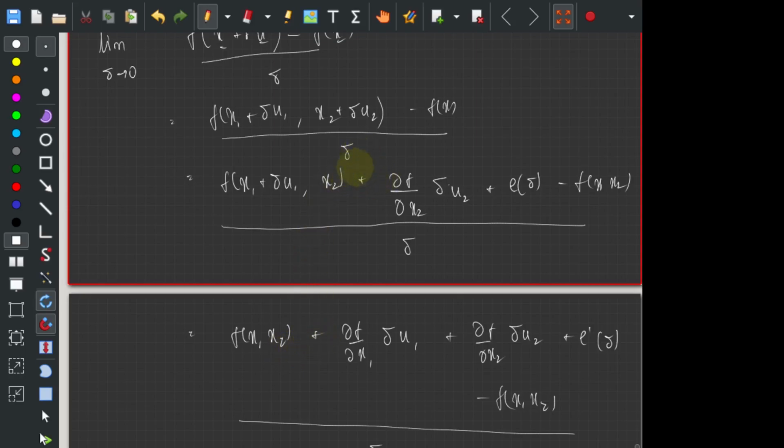No. So I first expand this at x1 plus delta u1 comma x2. So I fix the first coordinate, and I expand about the second coordinate. So I get f of x1 plus delta u1 comma x2 plus dou f by dou x2 times delta u2. Then I fix the second coordinate and expand about the first coordinate. So I get f of x1 comma x2 plus dou f by dou x1 times delta u1.